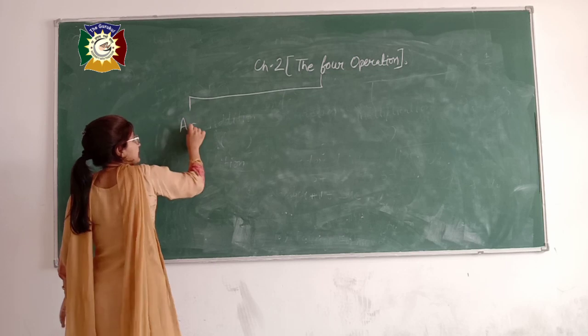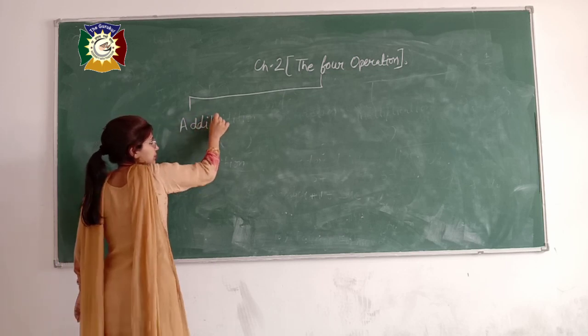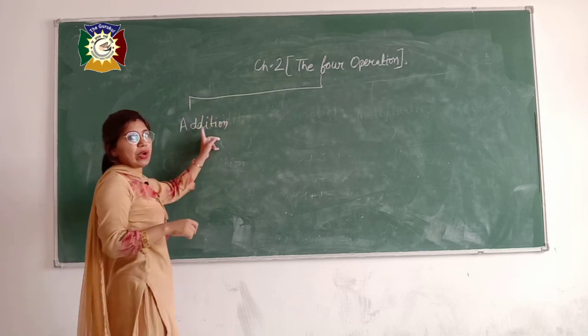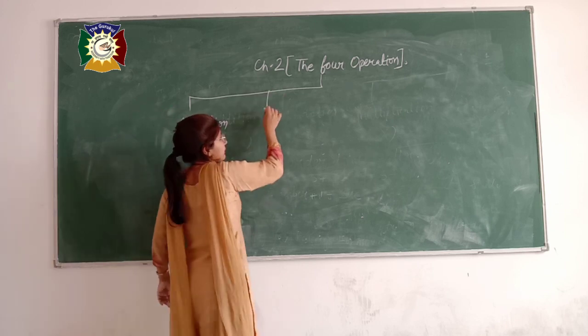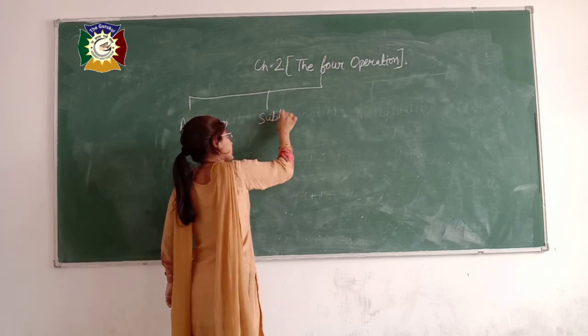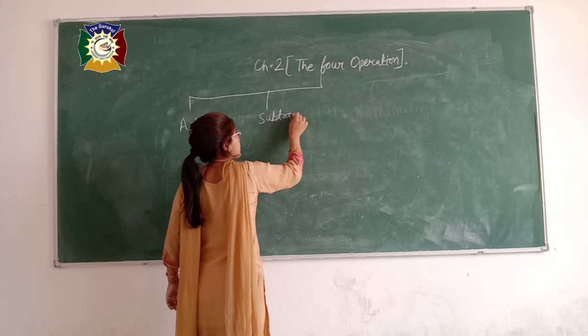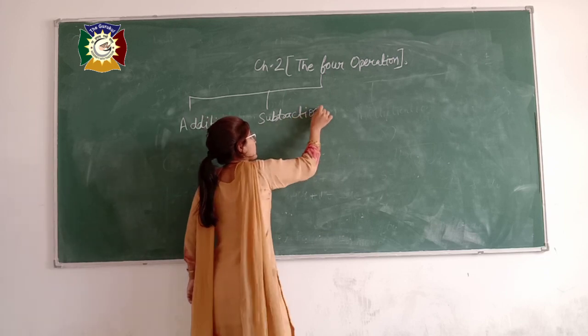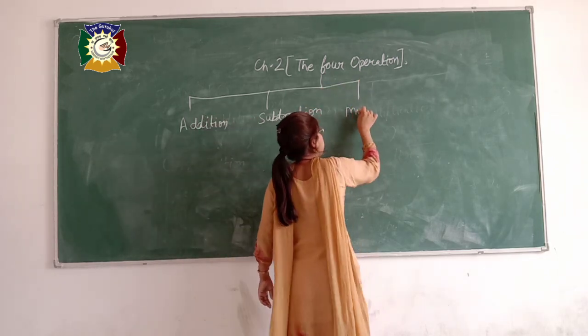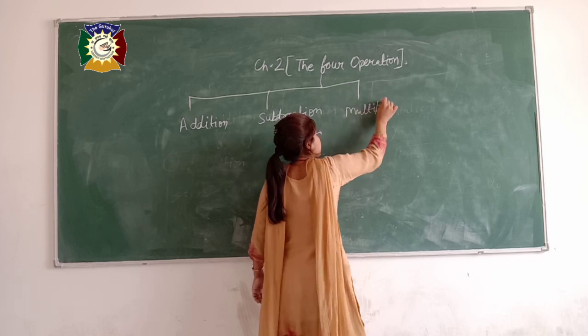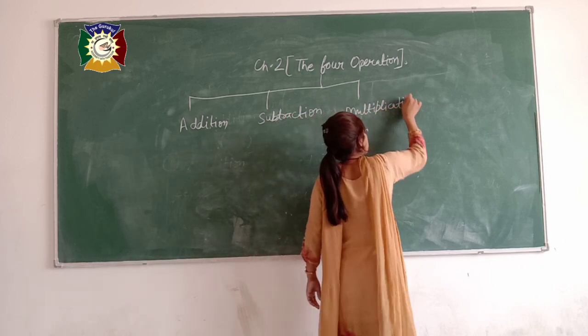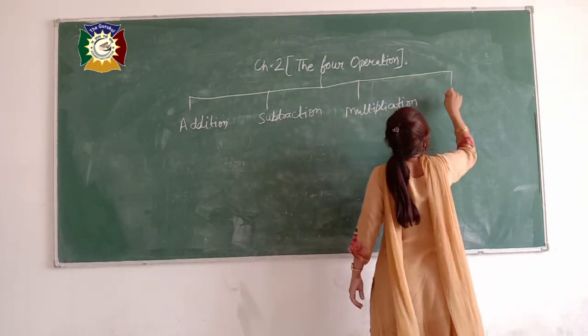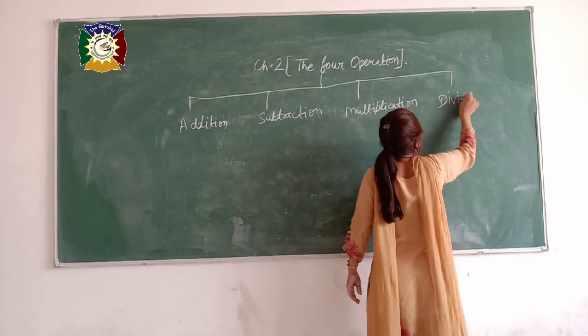First is your addition, in which you have to add the numbers. Second one is your subtraction. Third one is your multiplication. And last one is your division.